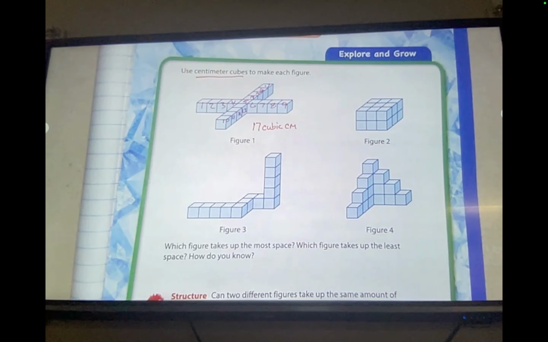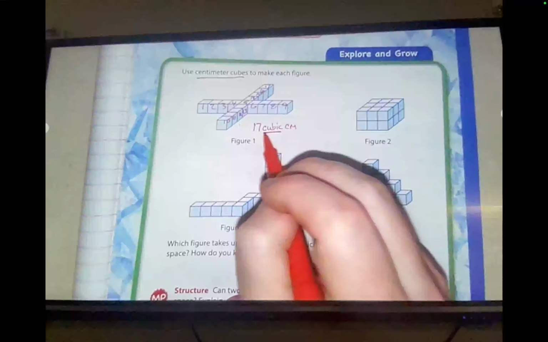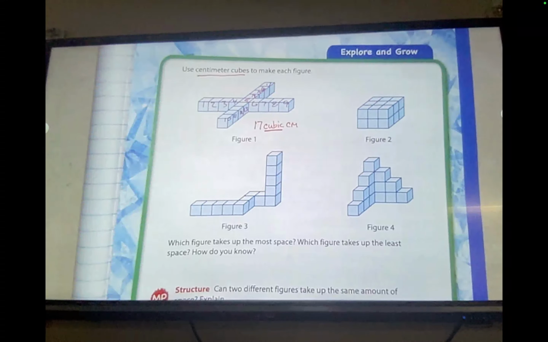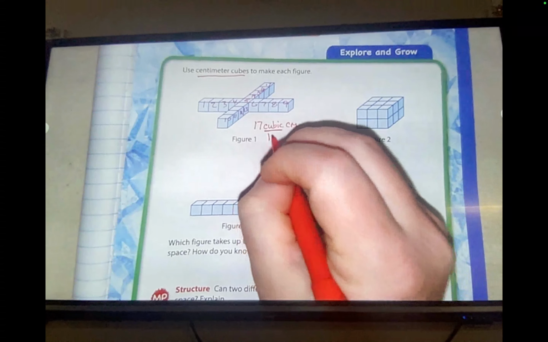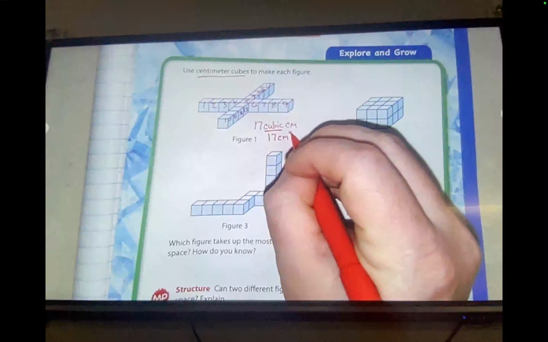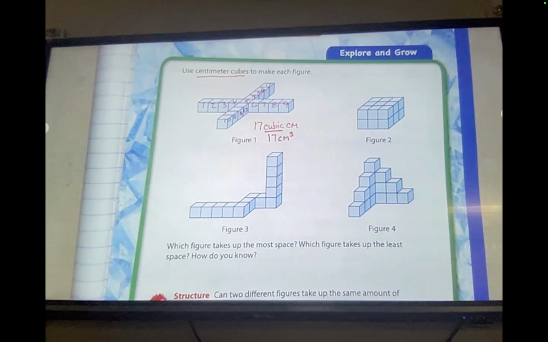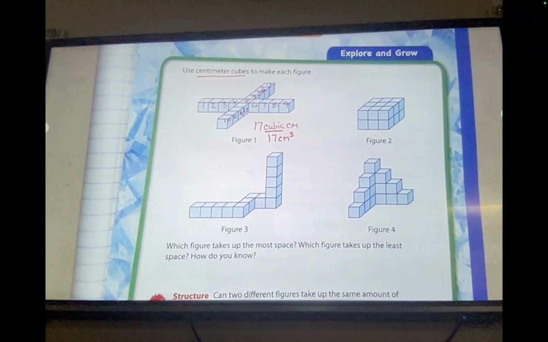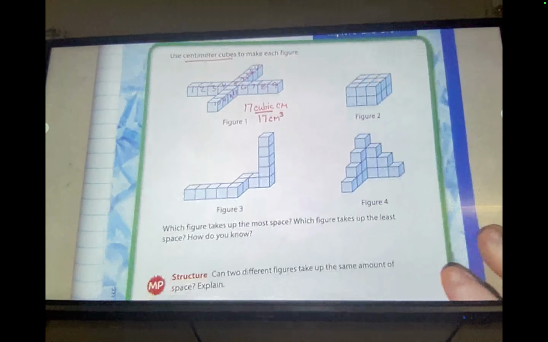So the word cubic can be abbreviated, and so instead of writing 17 cubic centimeters, you can say 17 centimeters, and for cubed you put a 3. So if we remember right, for perimeter there's nothing, for area there's a squared, and for volume there's a cubed, or a 3. Let's look at figure 3.